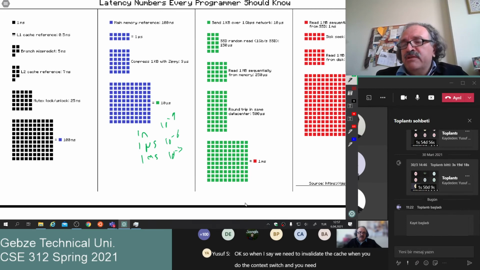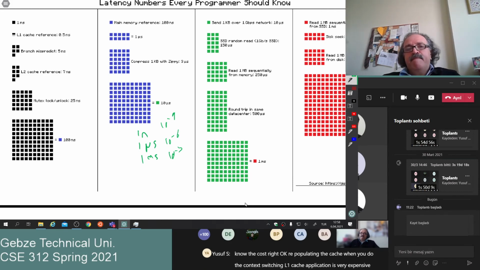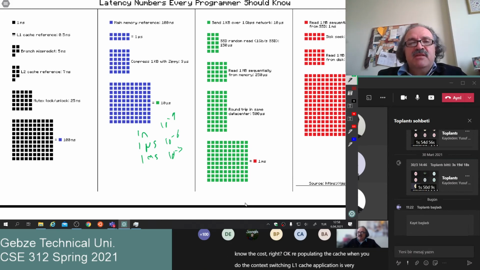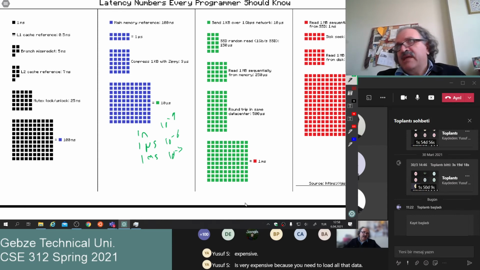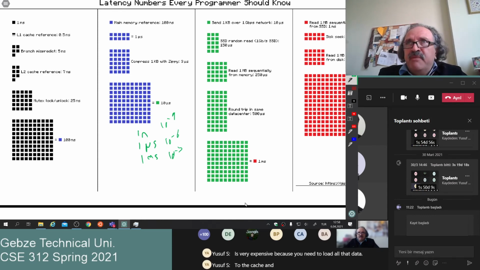Okay, so when I say we need to invalidate the cache when you do the context switch, and you need to reload the cache, you know the cost, right? Okay, repopulating the cache when you do the context switching, L1 cache, L2 cache, is very expensive. Because you need to load all that data to the cache, and if you have dirty pages in your cache, you need to write them to your memory.